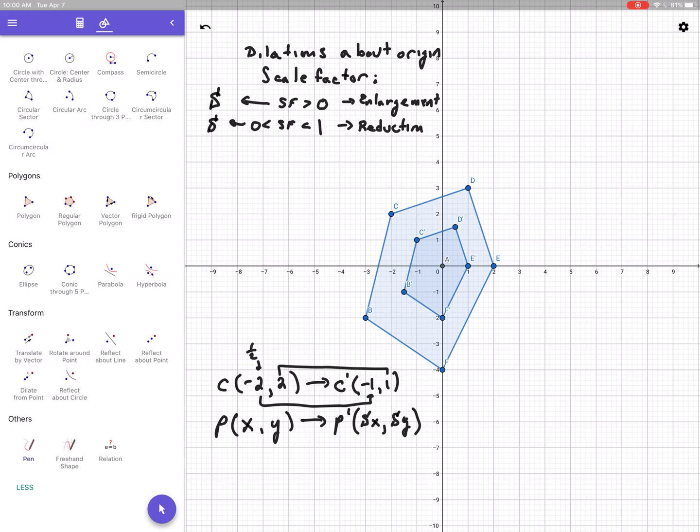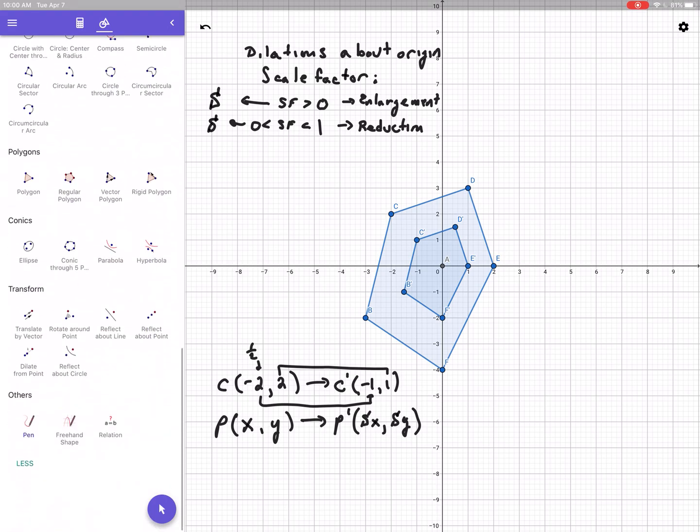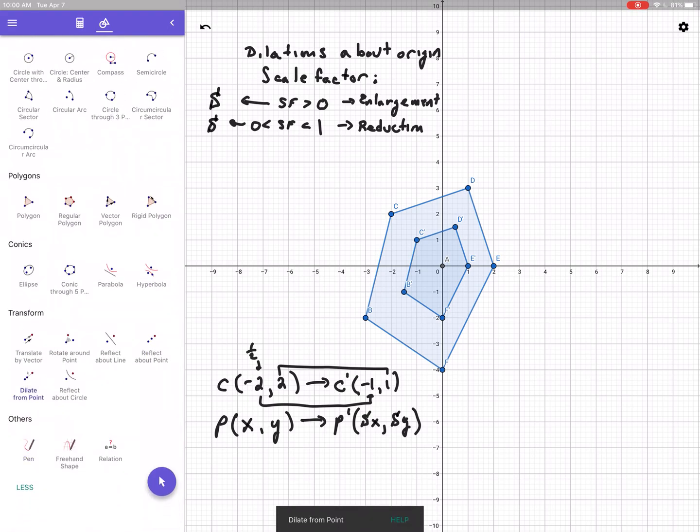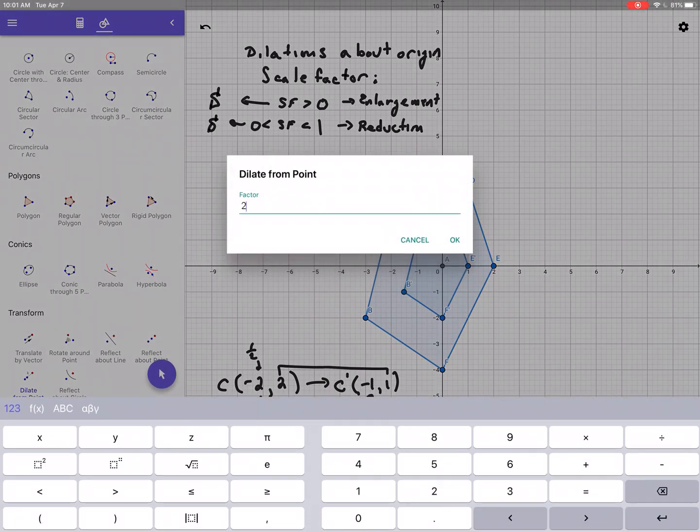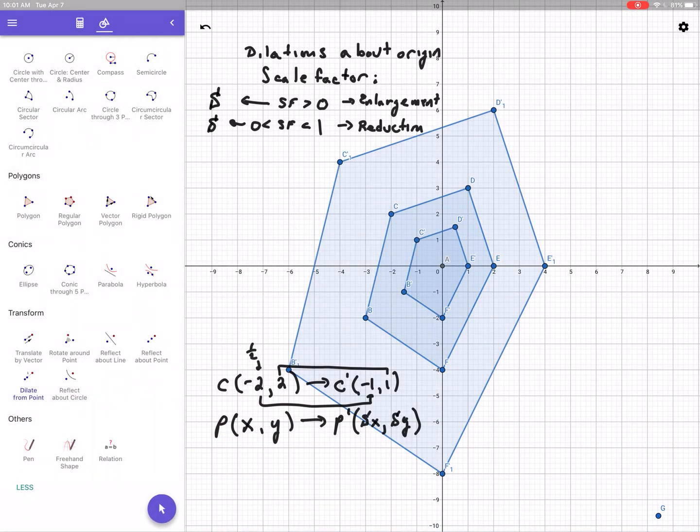So let's go back here and let's actually do another dilation. Let me pick the original BCDEF, and now let's try to scale it up by a factor of 2 around the origin. Okay? So let me do that. I'm going to select the origin. I'm going to select a factor of 2. I'm going to hit OK. And now you can see it's double, okay?